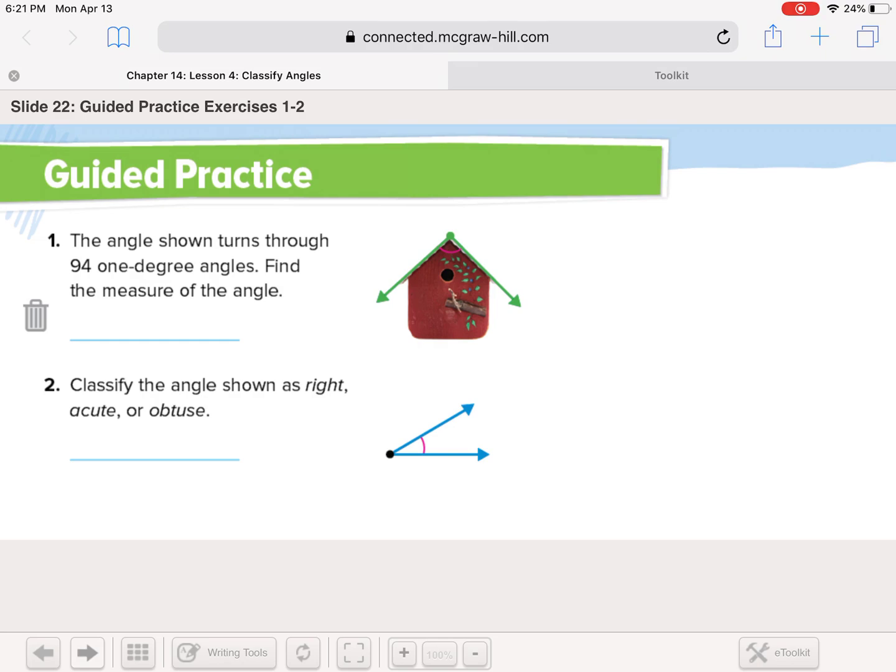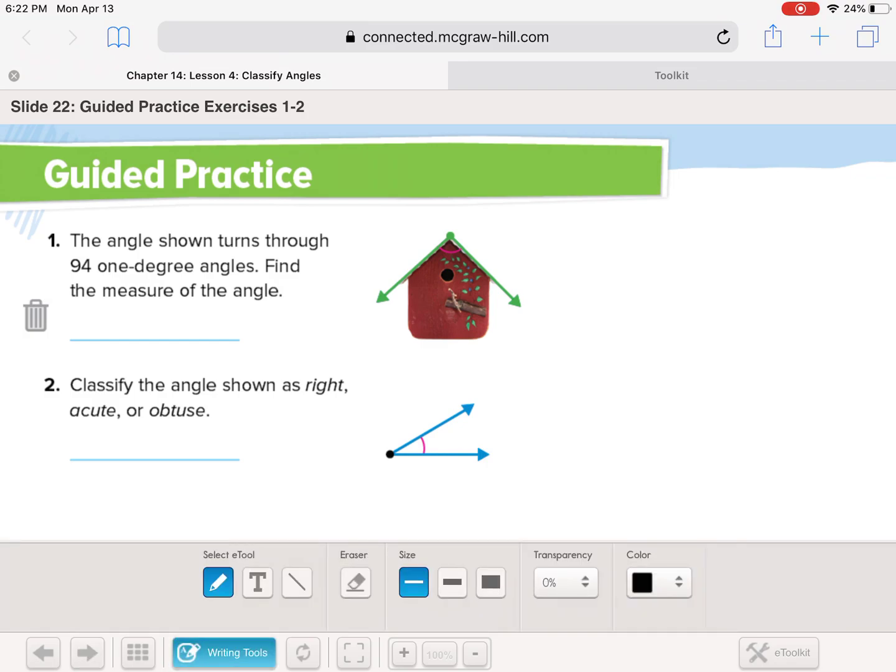We'll do 2 more problems and you can do a few more problems on your own. So let's look at guided practice on the bottom of page 894. Number 1. It says the angle shown turns through 94 1-degree angles. Find the measure of the angle. So this has a picture of a birdhouse. And it's telling me how it's opening up to 94 of these 1-degree angles. So I talked about that term of what is a 1-degree angle.